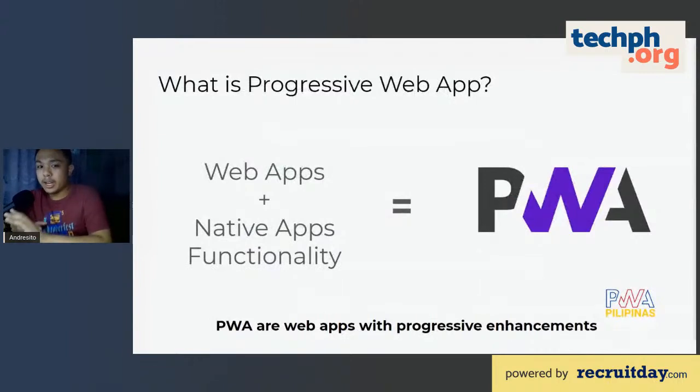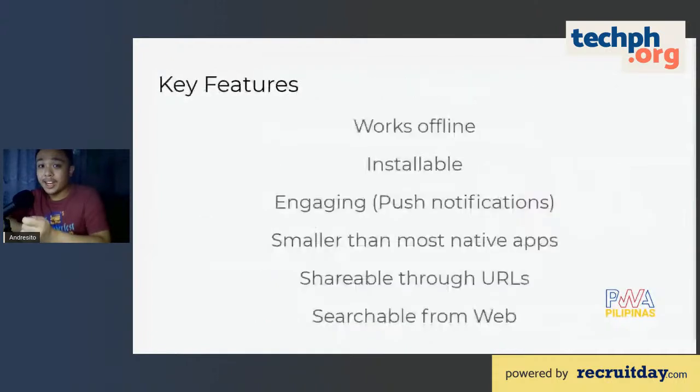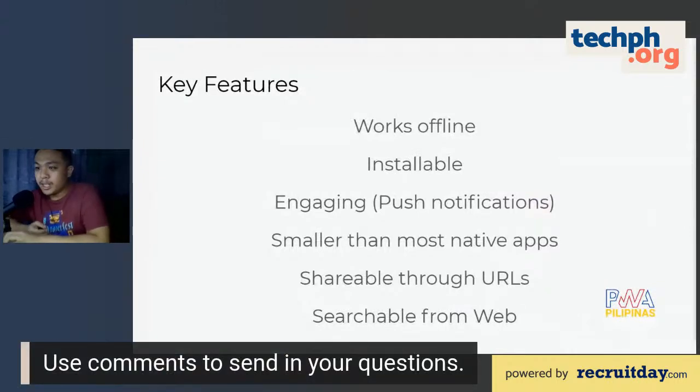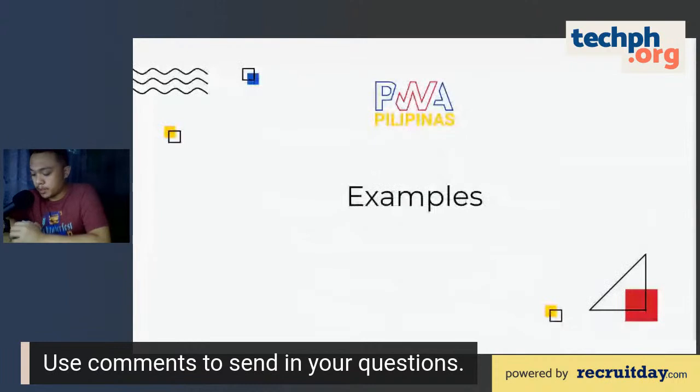So some of its great features are that it could work offline, just like your native app. You can install it, unlike what we've used to know with web apps, where you need to open your browser and type the URL, and you don't have to. You can install progressive web apps, and they're also engaging. We have push notifications. They're smaller than most native apps. They're also shareable through URLs, the beauty of the web, and they're also searchable. Some of the examples of progressive web apps are as follows.